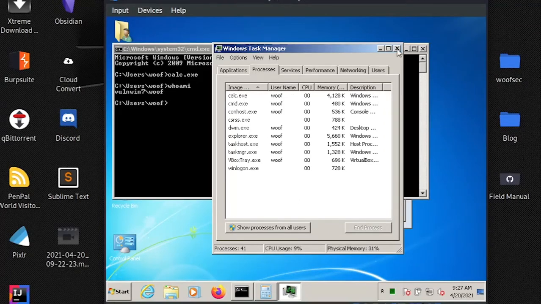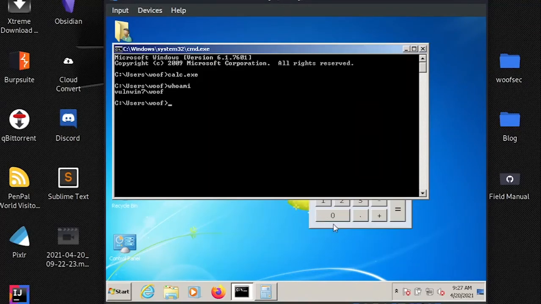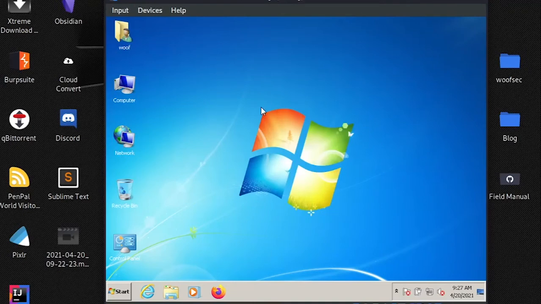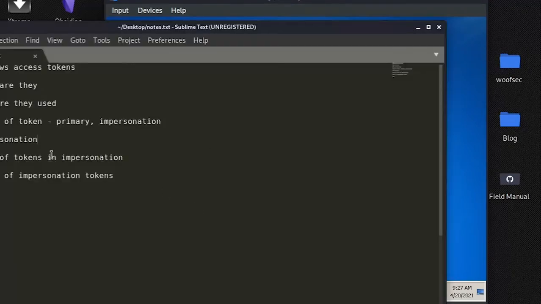Quite unique and sleek. Anyways, let's close the calculator. So this is just an example. Any process that you start on the computer, unless otherwise stated, runs by default with a copy of your access tokens.